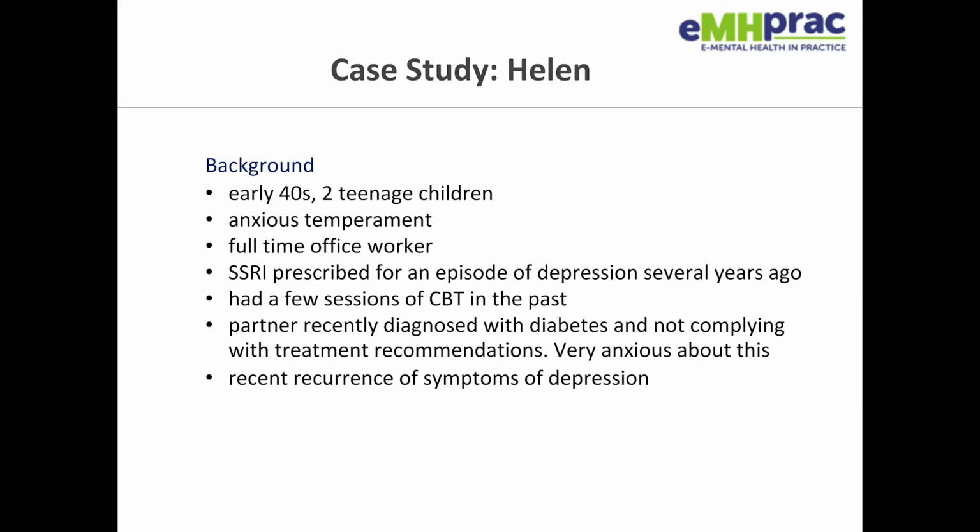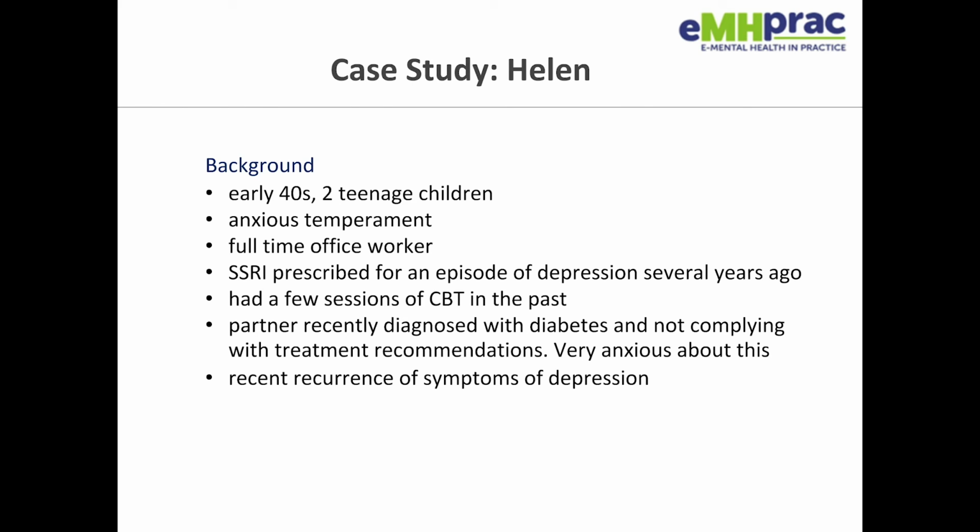And we just have a case study. It's just to give you an idea of some of the things that you need to consider. With Helen, you can see she's got 2 teenage children and is in her 40s. She's had depression before. She's been on antidepressants. Her partner's got diabetes and not complying. And she's had some recent recurrence of symptoms.